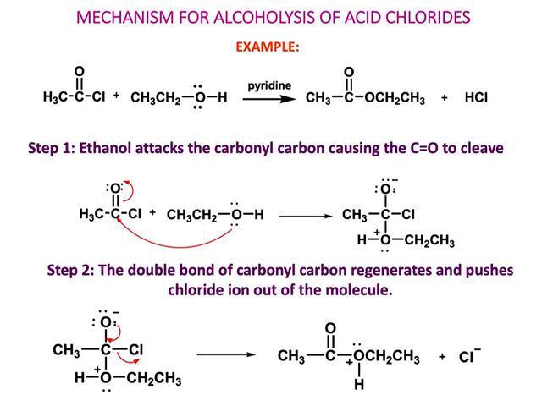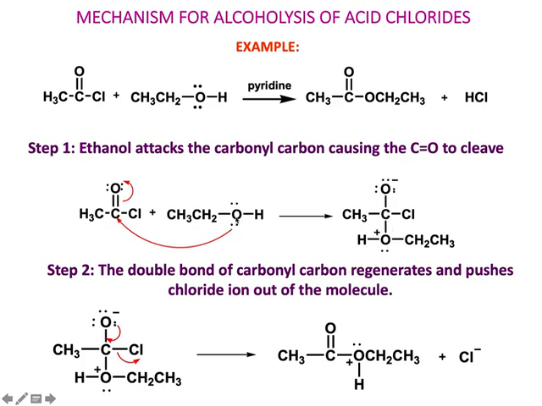So here is the mechanism of alcoholysis of acid chloride. This is a general equation. Step 1 is the same as the previous one. Ethanol will attack the carbonyl, so the pi bond cleaves and it becomes O minus. This one will attach on C after the nucleophilic attack. It is attached here, so O becomes positive.